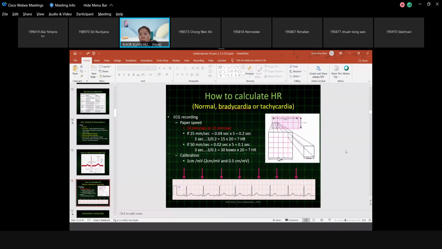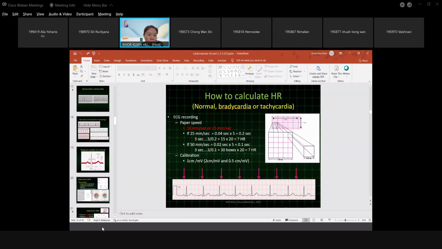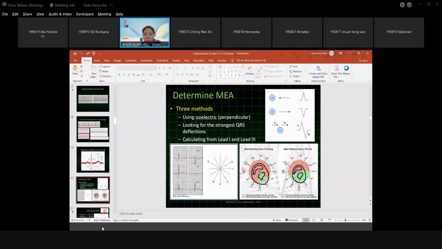Students, which one don't you understand? Speak up, please. Yes, Mira. Mean electrical axis. Okay, I think you all got a problem with the mean electrical axis, so we just go to that one. The first one is very easy.